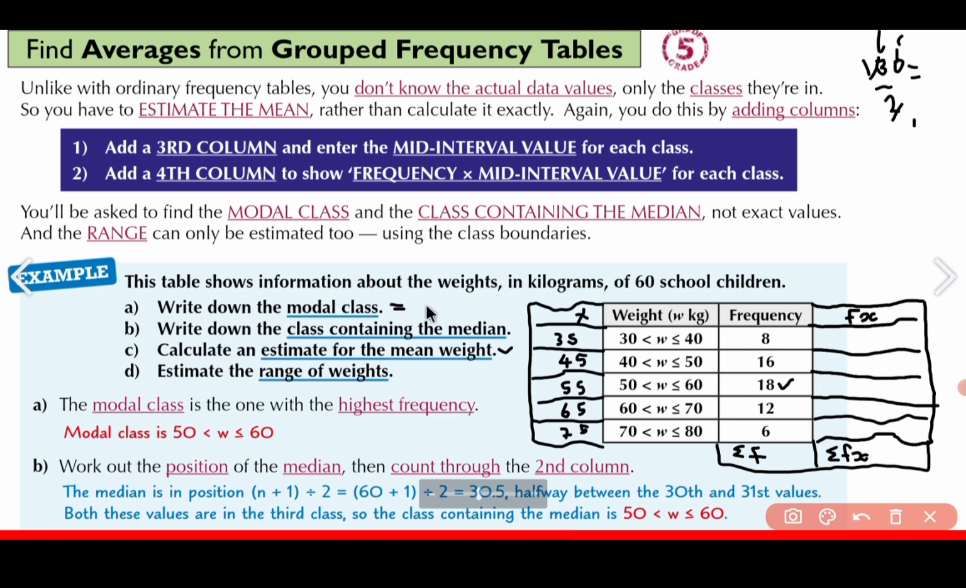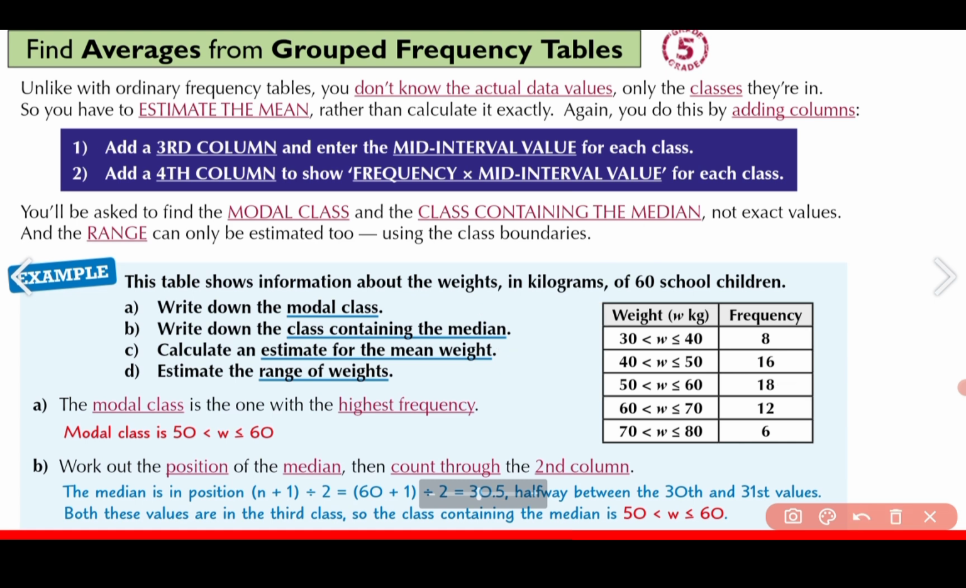So you just write 50 less than, less than or equal to 60. Then now write down the class containing the median. Remember, the median is the middle number. Sorry about that, it's the middle number.